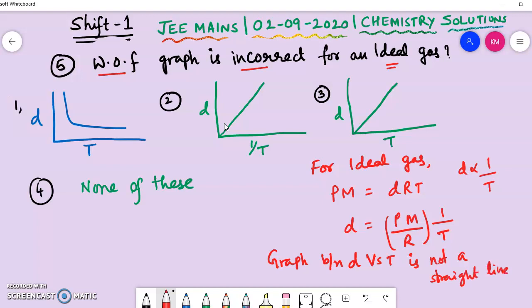But there they have given it as a straight line. So option 3 is the correct answer. Why? Because they asked which of the following graphs is incorrect for an ideal gas. So option 3 is the correct answer, guys.